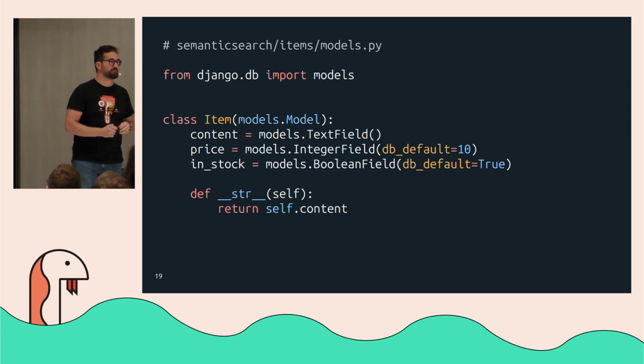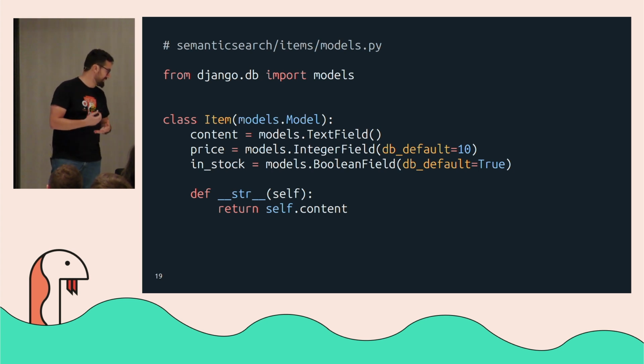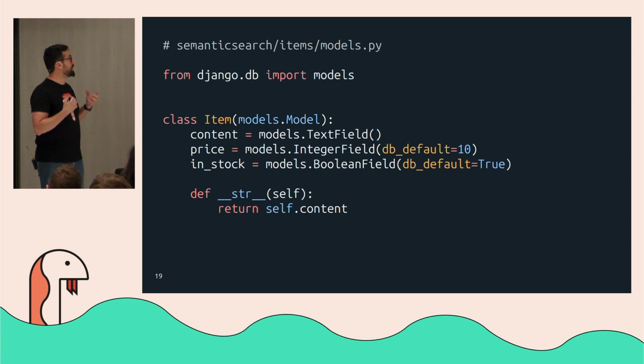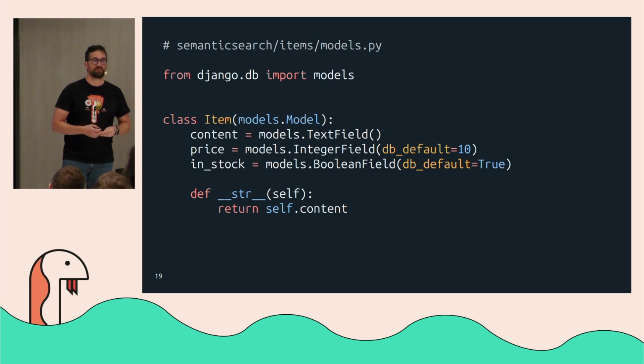And this is the model of our item. It's very simple. We have a content, which is a text field. We have a price and an in_stock Boolean. But we use the db_default attribute, which is quite new in the Django version, which can help us to have a default directly in the database.